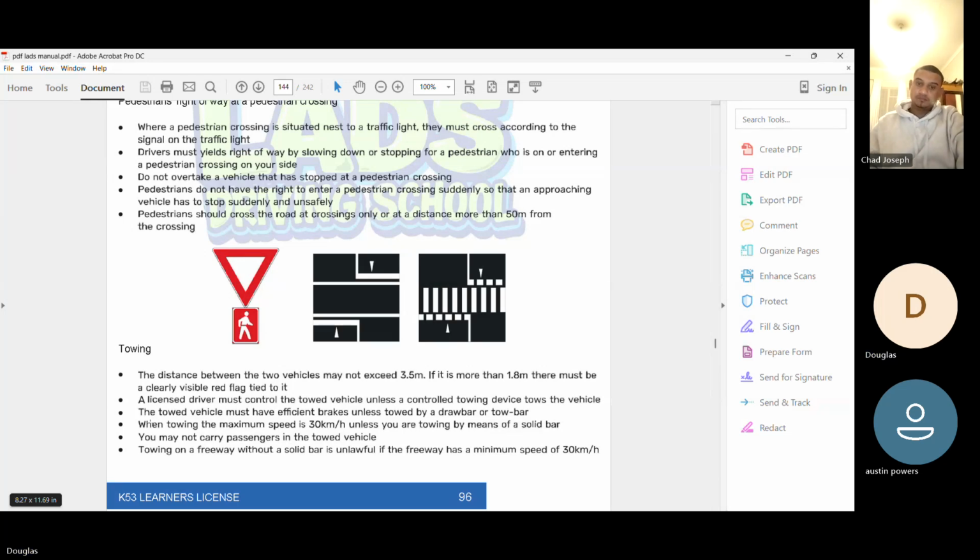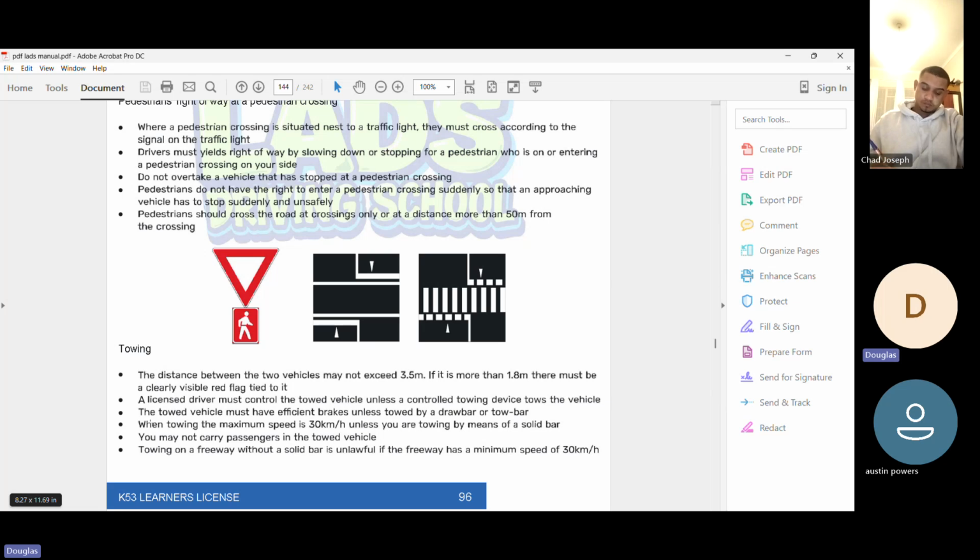that's towing it. Number 4, when towing, the maximum speed is 30 kilometers per hour, unless you are towing by means of a solid bar. So if you are using a solid bar to tow, you can go your 60 speed. It doesn't mean you should go to 100, but you can go your 60 speed. But if you're using a rope, you can only tow going 30 kilometers per hour or less. That's your maximum speed.